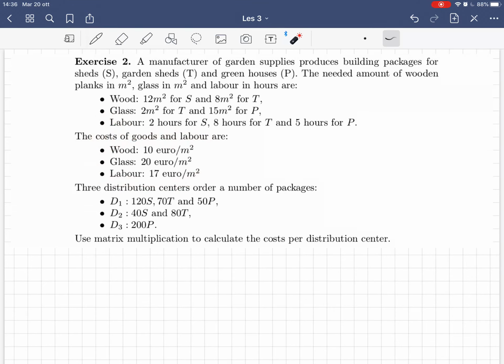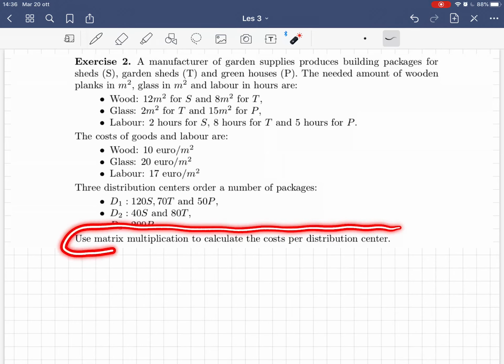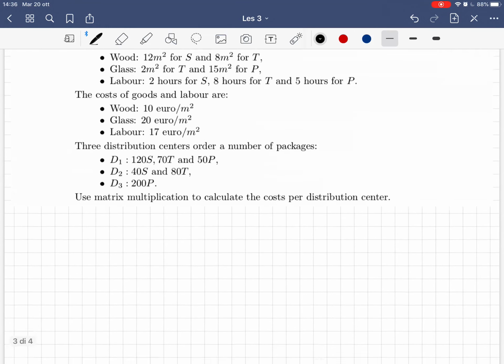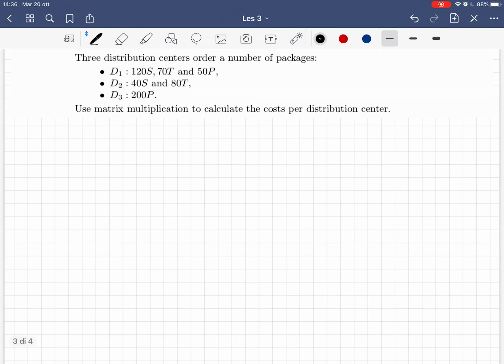It's given in euros. And you have 3 distribution centers, which order a number of these packages, and we want to understand the cost per distribution center. So how do we do this? We just build some matrices. As I said, the way matrix multiplication is defined tells that you can interpret a matrix as a table where here you put some input and here you get some output.